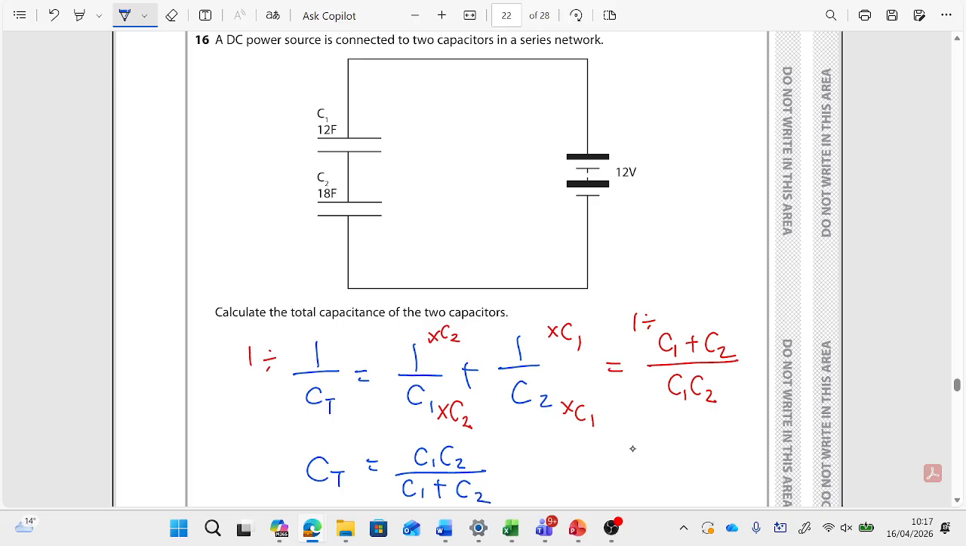Now I want to challenge my students in this class today. What happens to the formula without doing any work? What would it look like if it was 3 capacitors based on this? If it's 2 capacitors, it's C1 C2 over C1 plus C2. What would the 3 capacitor situation be?